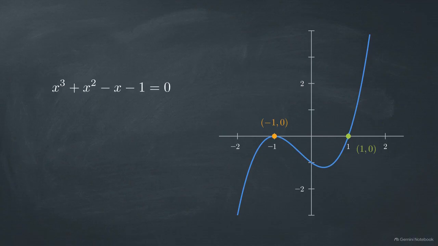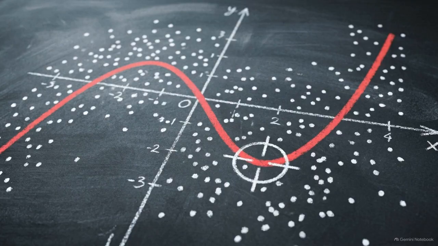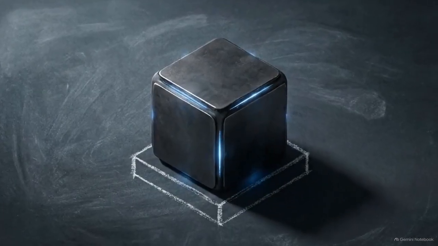To find these points, we set the equation to 0 and factor the polynomial down to its core roots. The factored equation reveals the specific intersections, x equals -1 and x equals +1. Unifying nonlinear data streams into a single polynomial allows us to pinpoint operational thresholds that would otherwise remain hidden in raw datasets. Sometimes we must evaluate a system where the internal mechanism is unknown.